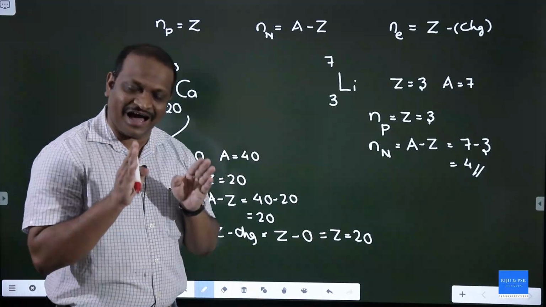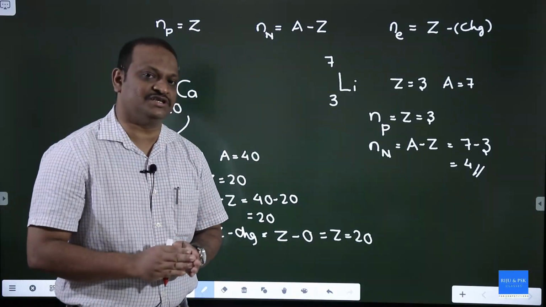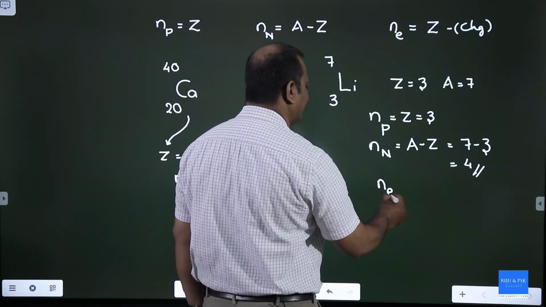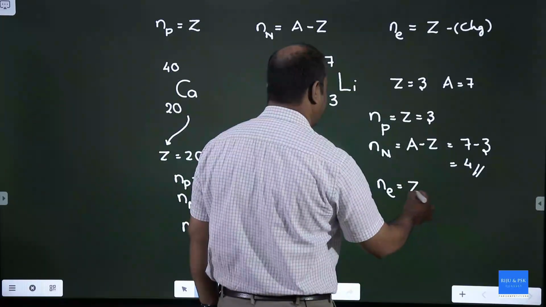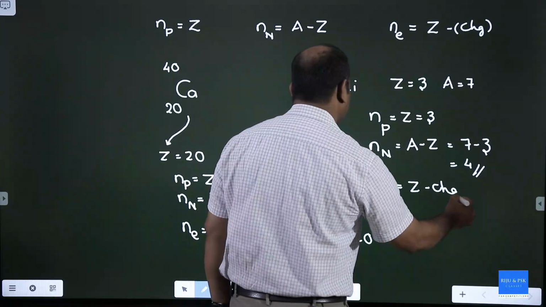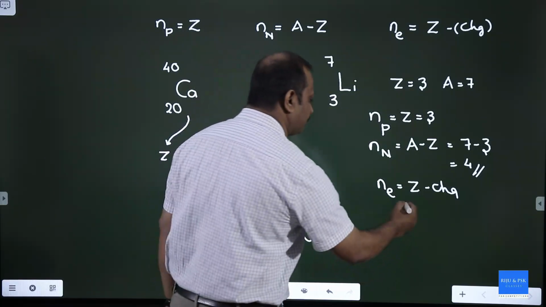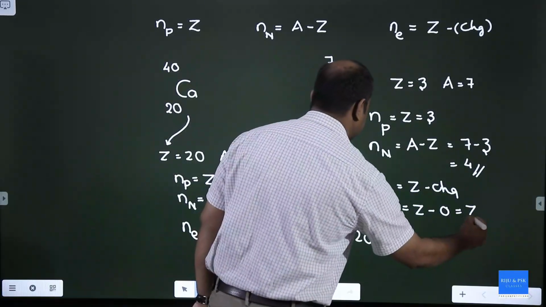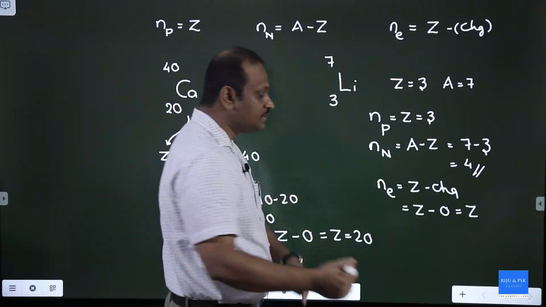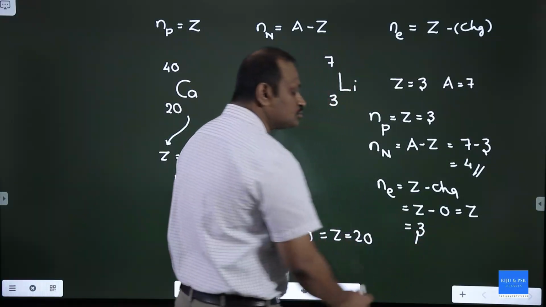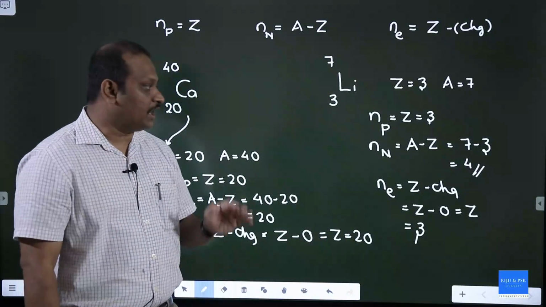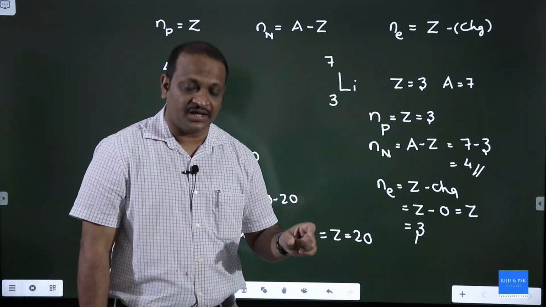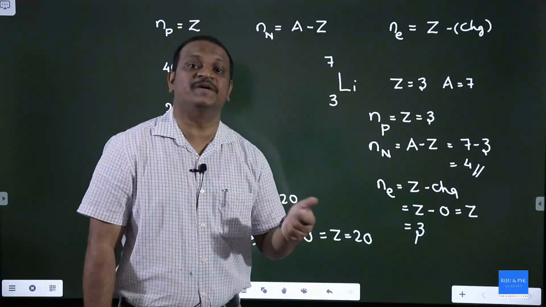This is also a chargeless species. In the case of a chargeless species, the number of electrons is equal to the atomic number. So the number of electrons is equal to Z minus charge. Charge here is 0, so Z minus 0 is equal to Z. The Z value here is 3, so your answer is 3. In this manner, you can find the number of protons, neutrons, and electrons of neutral species. And let me try with a charged species.